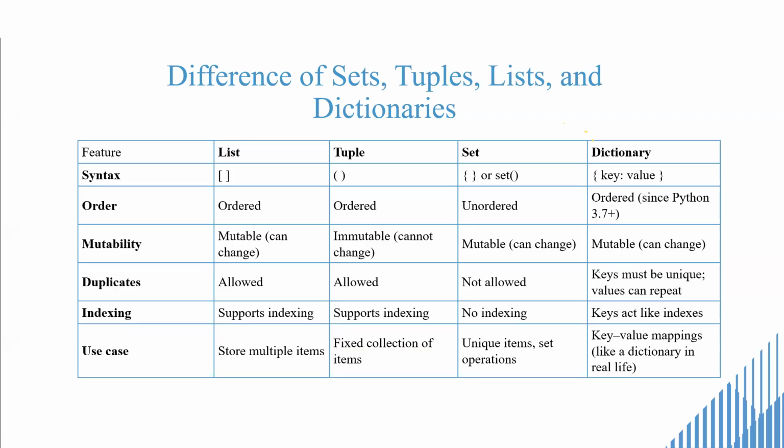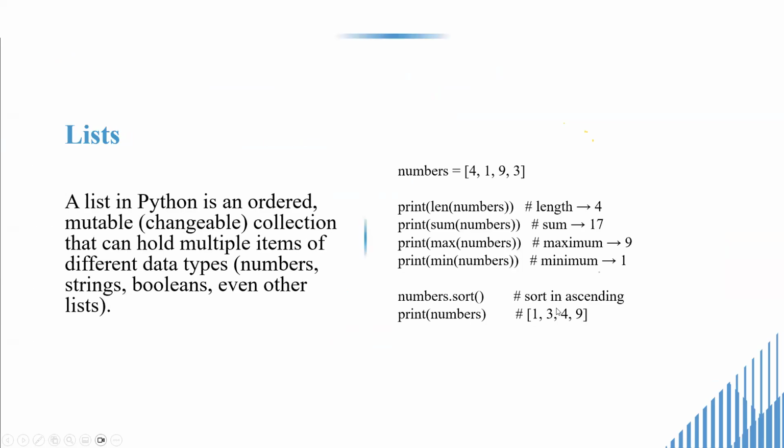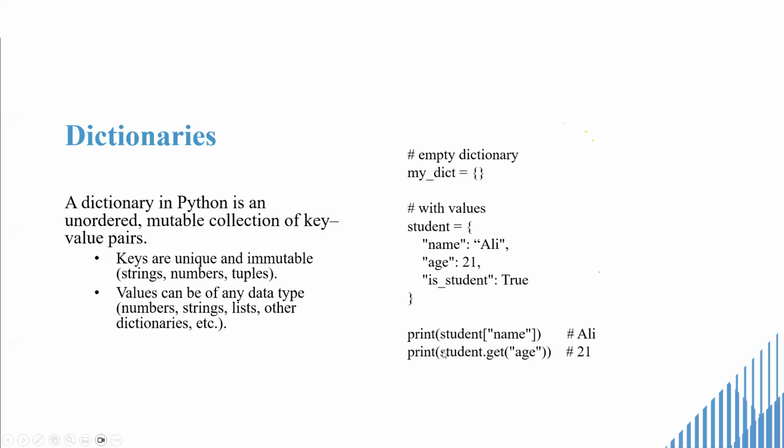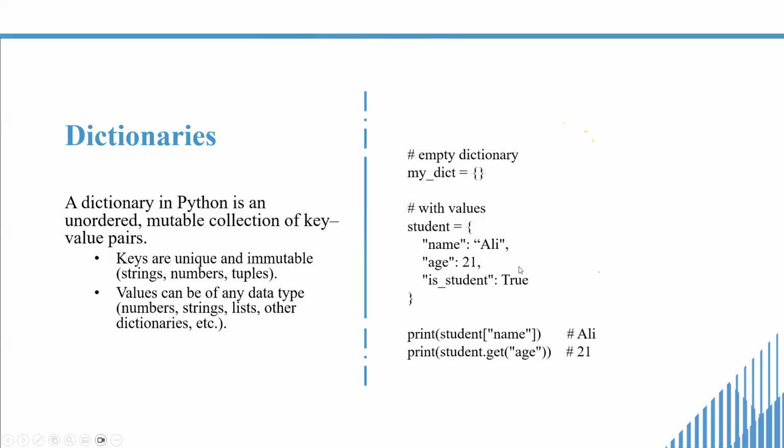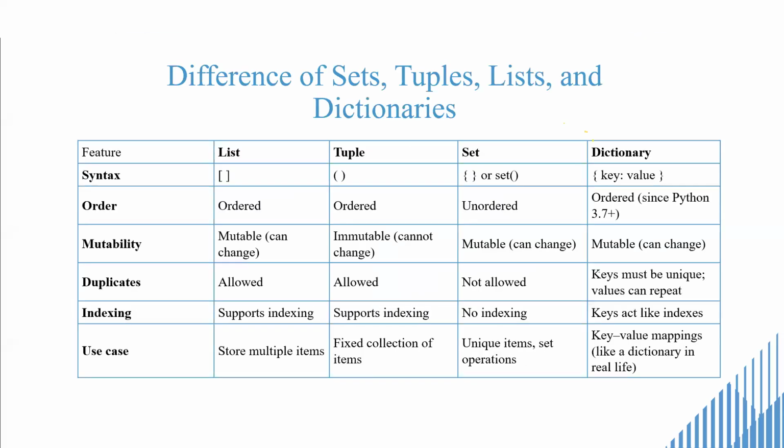So you can change, or there can be duplicate, repeated values, but not for the keys. Keys act like an index. If you see here, where was it? Not string, dictionary. You can see student name. It works just like an index, it will give you Ali. Age is here 21. So it acts like an index for you, giving you the value for the key, the value for that key.